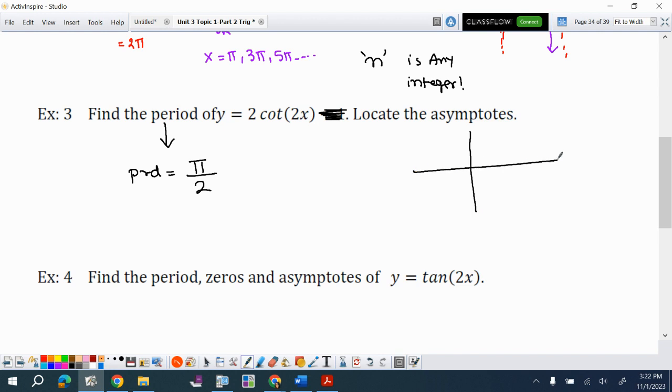So let's practice one more time. Cotangent graph always has a first asymptote. The next asymptote is at pi over 2. Halfway through is a 0. So where are the asymptotes? x equals 0 plus n times pi over 2. n is any integer.